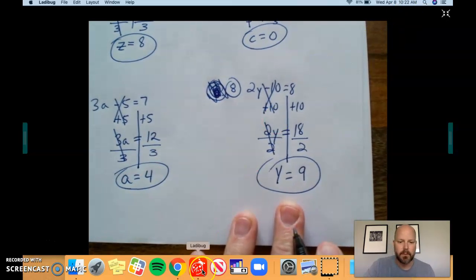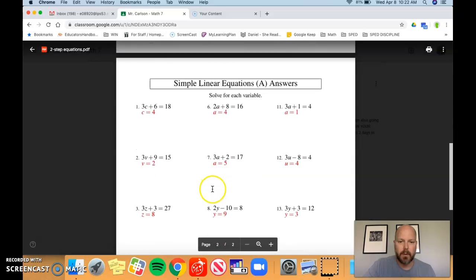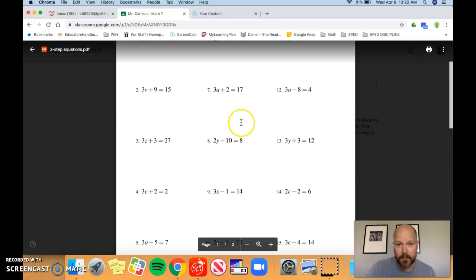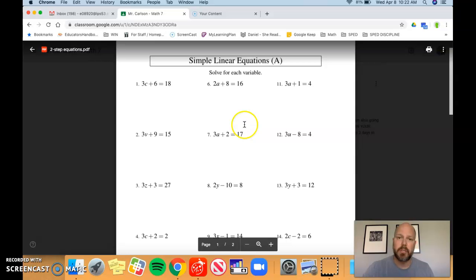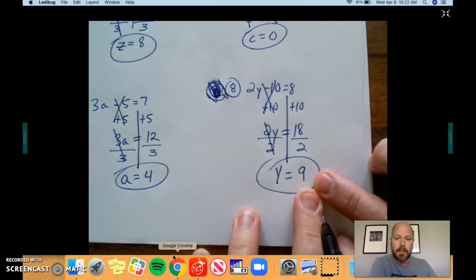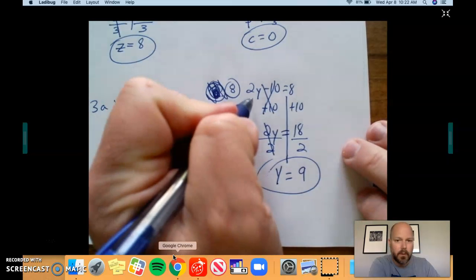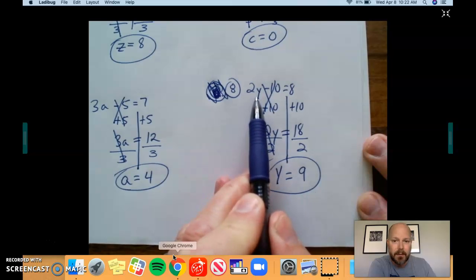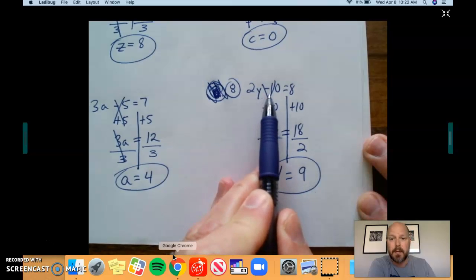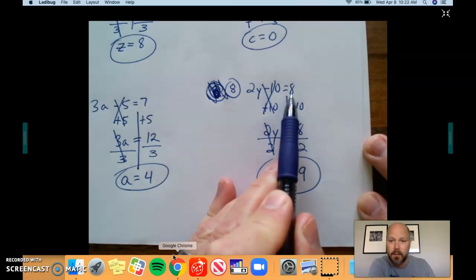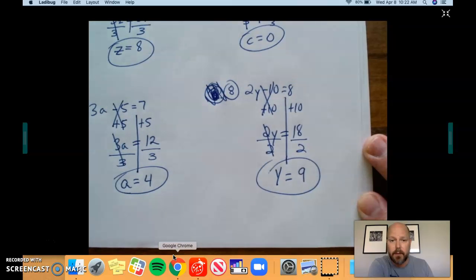Okay, so let's see if I was right. I can double check my work. 8 is 9. That's right. See that? Okay. And remember, if you don't have an answer key, what's great about algebra is you can always check your work. And how you do that is you plug in this answer for y into the original equation, okay? So if y is 9, that means 2 times 9, which is 18, minus 10, that is 8. So if your answer is the one that it shows here, that means you got it right, okay?